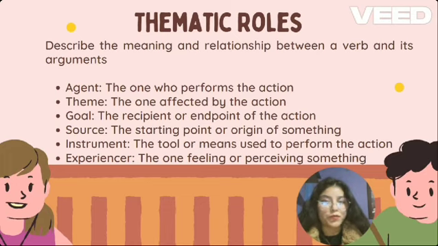The main thematic roles are agent, the one who performs the action, usually the subject of the sentence. For example, Jake threw the ball. In theme, the one affected by the action, usually the direct object: Jake threw the ball. In goal, the recipient or endpoint of the action: Jake threw the ball to Magnus. In source, the starting point or origin of something: Magnus bought a sweater from Jake.